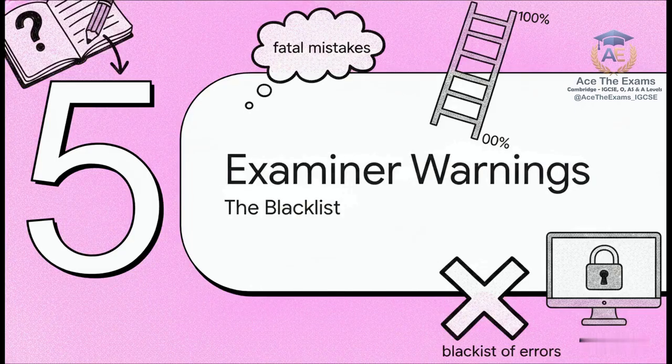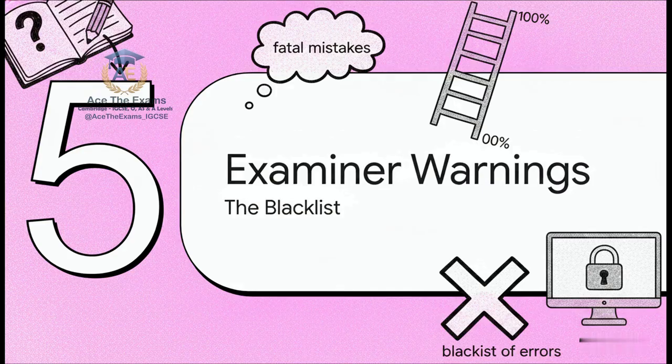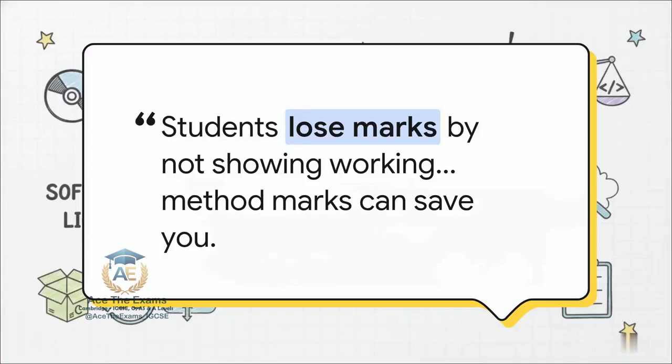Finally, we are at Section 5, the top 3 examiner warnings, straight from the principal examiner's blacklist. And let me tell you, students who implement these computer science strategies see an average improvement of 2 grade boundaries, but only if they practice consistently with our weekly videos. We are diving directly into the principal examiner reports here, and this quote is a massive, massive warning. Students lose marks by not showing working. Never, ever skip showing your working, because your analytical process is just as valuable as your final justification.